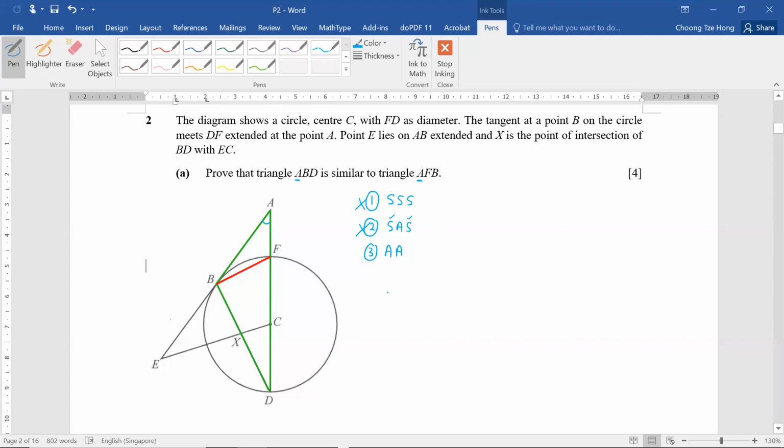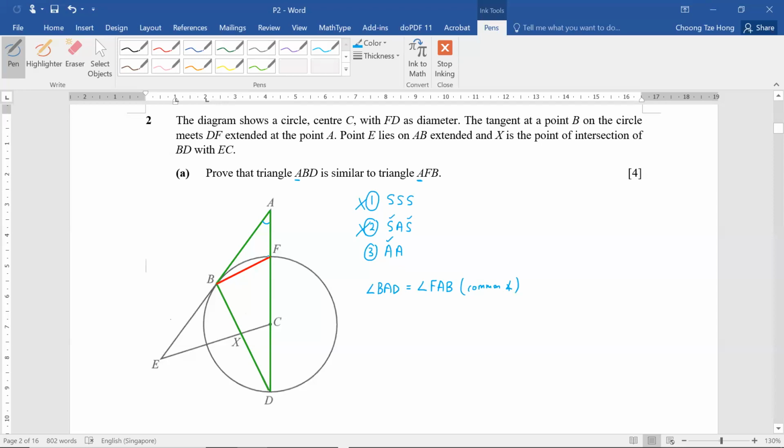So we can write that down: angle BAD is equal to angle FAB, and this one is a common angle. So we have our first A already. Now we need to prove one more pair of equal angles. Let's think about what we have in the question. We have a tangent, and this FB, the red line, is part of the small triangle.